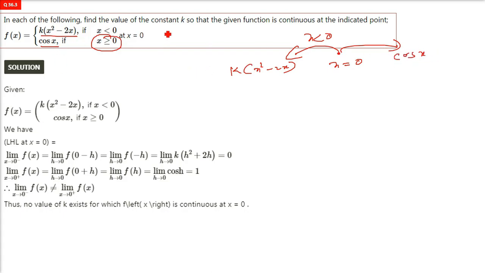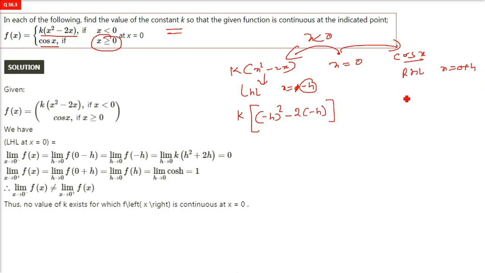And we will apply 0 minus h and 0 plus h on the left hand side and right hand side respectively. First, we have to equate them. Now, whether it has continuity or not, let us see. LHL, we are putting x as 0 minus h. RHL, we are placing x as 0 plus h. So k into, in place of x, I am putting minus h, because 0 minus h is minus h only. So (minus h) whole square minus 2 into (minus h). On the right hand side, we have cos (0 plus h), which is cos h.